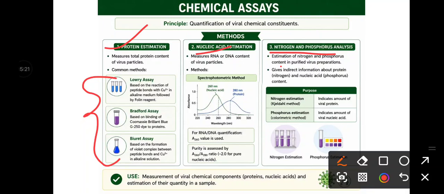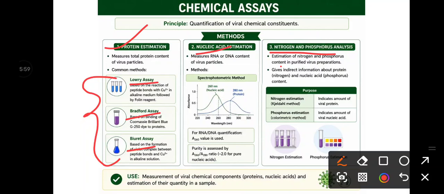Okay, no need to study in detail. They are very complicated methods actually. Generally you can just remember that the Lowry method, Bradford assay and biuret assay are methods for protein estimation, to measure the total protein content in a virus, because for viruses the protein content is different. By that we can predict the virus; if more protein is there, more virus will be there. So concentration also can be estimated.